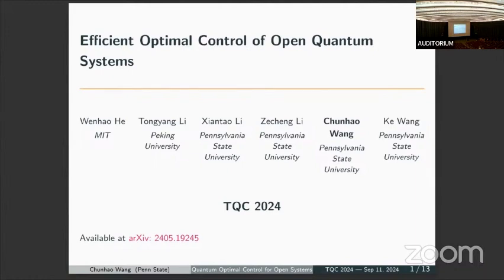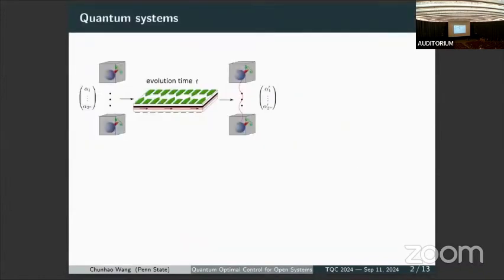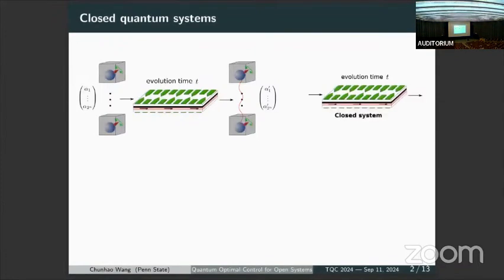Okay, so this is about efficient optimal control for open quantum systems. You might wonder, what is an open quantum system? I will start with a very simple model, a closed quantum system. A system is just an abstraction of a quantum device, which evolves on its own. In other words, if you have an initial state, then after a certain time T, it will evolve to a final state like this, okay? And the word closed means there's no interaction with the environment. So the system just evolves on its own.